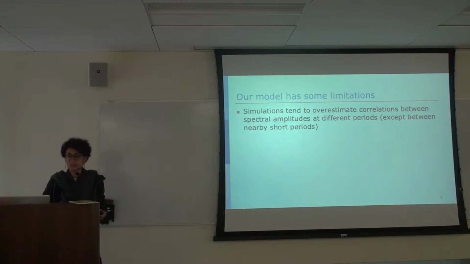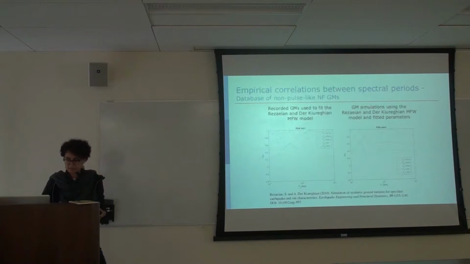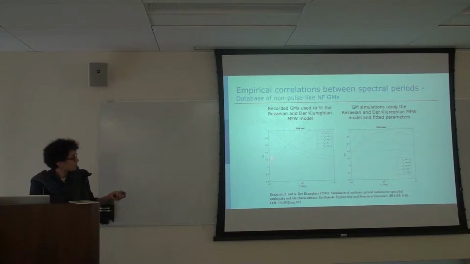The simulations also tend to overestimate correlations between spectral amplitudes at different periods. And this becomes important if you have higher mode effects. So these are examples of the correlations between spectral periods, I don't know if the colors are clear, for recorded motions and for simulated motions. And you can see that our simulations tend to overestimate the correlations.